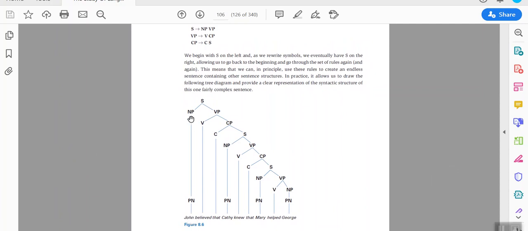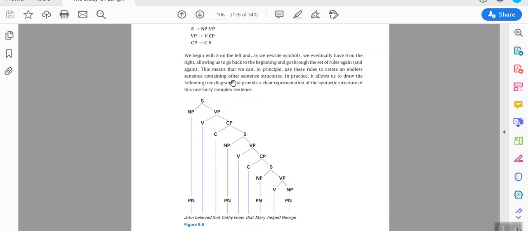We have John, noun phrase, which is proper noun, it is John. John believed. Verb phrase, it has what here? It has verb, this verb, believed. And it has what? CP. This is CP. You see? Complement phrase, CP. How is CP? CP has complementizer and it has sentence. You see? Complementizer that, and it has sentence.